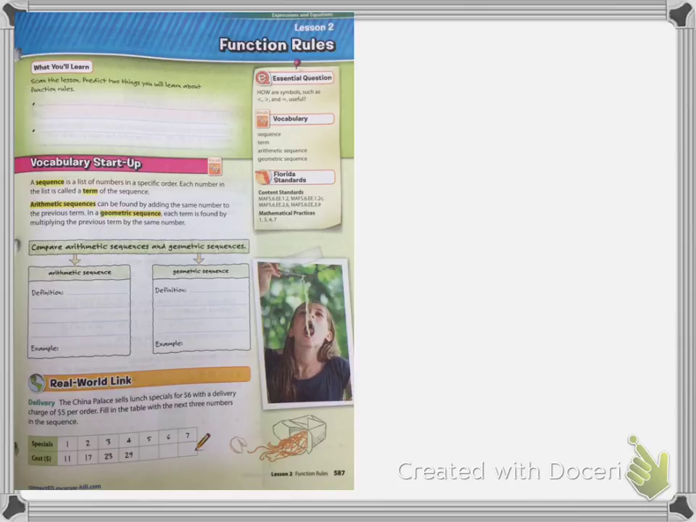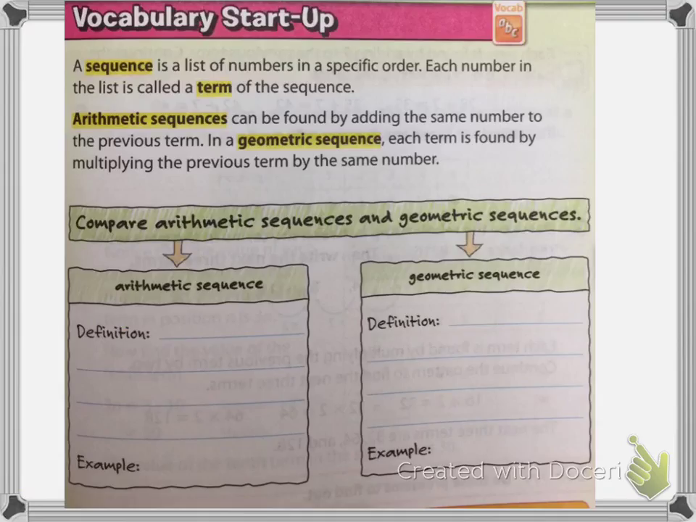All right, so as you can see right here on textbook page 587, it should look like this. You've got a little girl eating some noodles. And let's go ahead and get started. On the next slide, you're going to see a more focused version so that we can work directly from the page. Okay, so here we go.